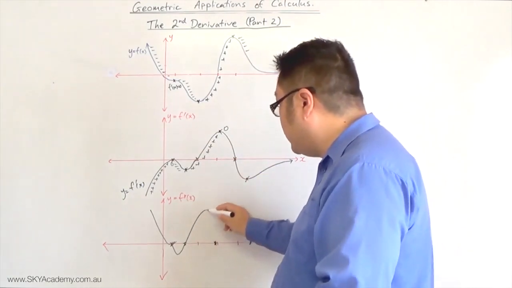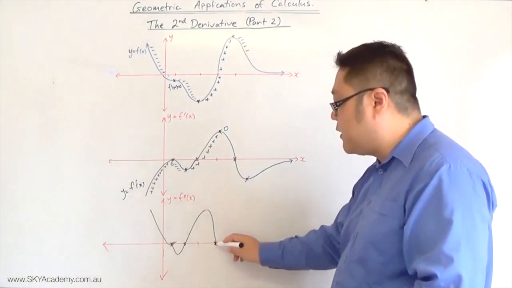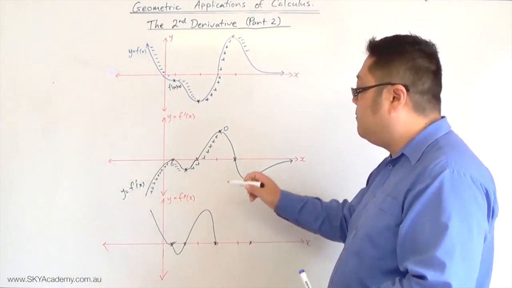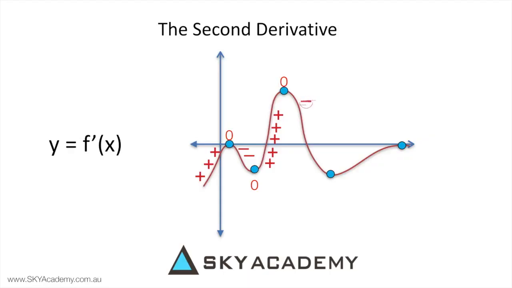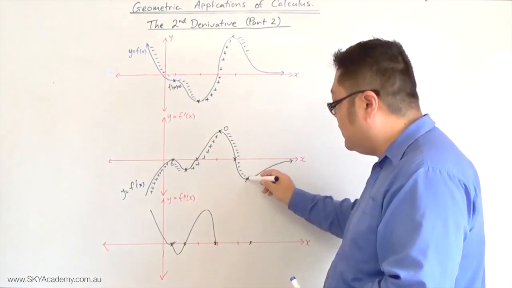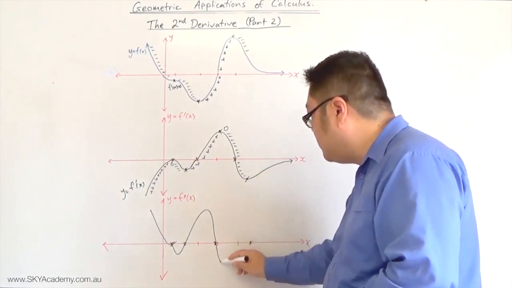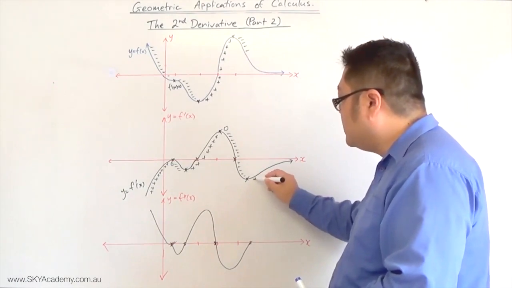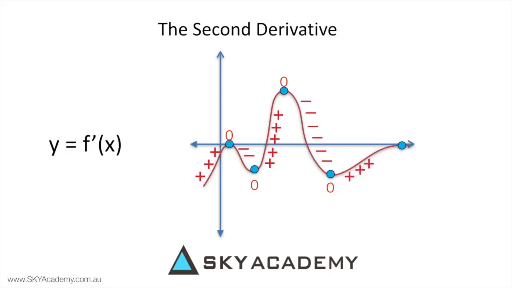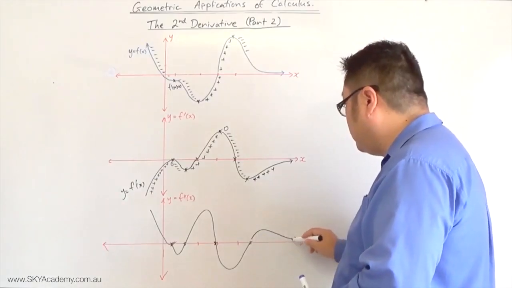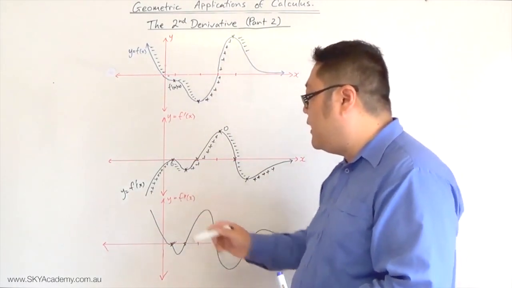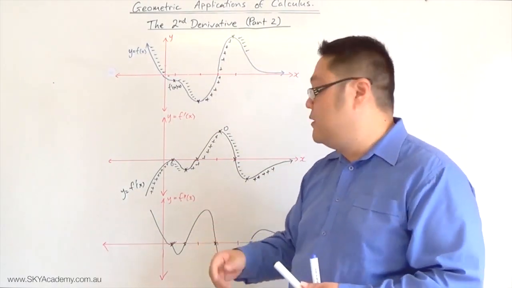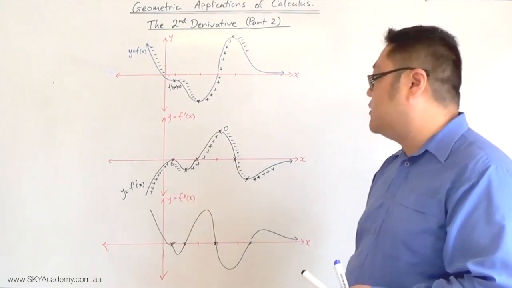So it's positive all the way until it hits 0, and 0 is where it crosses the y-axis. And then it starts going negative all the way down there, where it's equal to 0. And then what happens is the graph starts going positive again until it approaches 0. So this is your y equals f double dash, or your second derivative function.